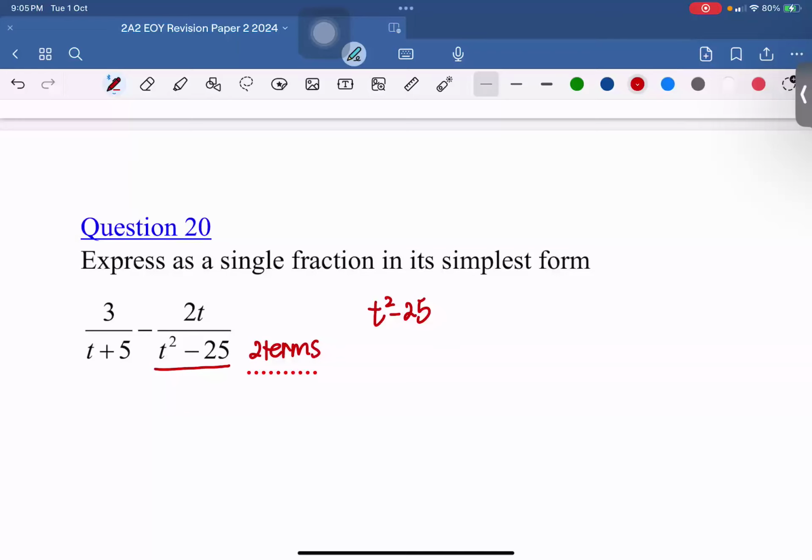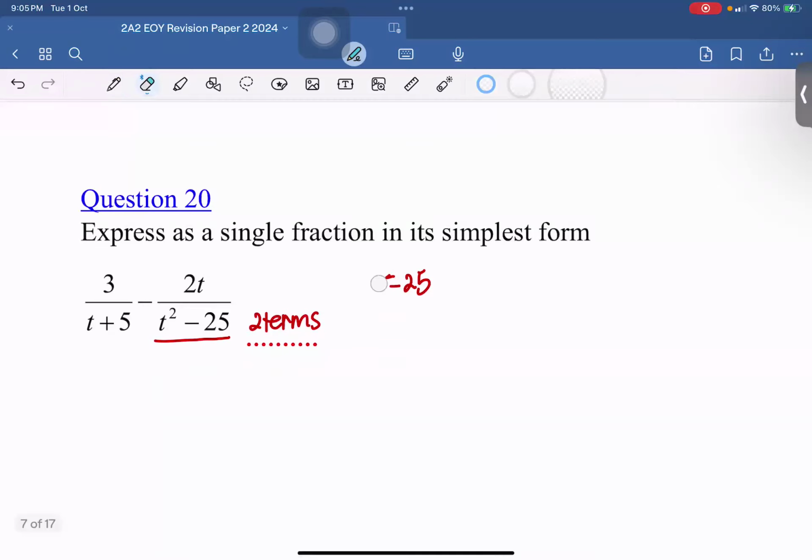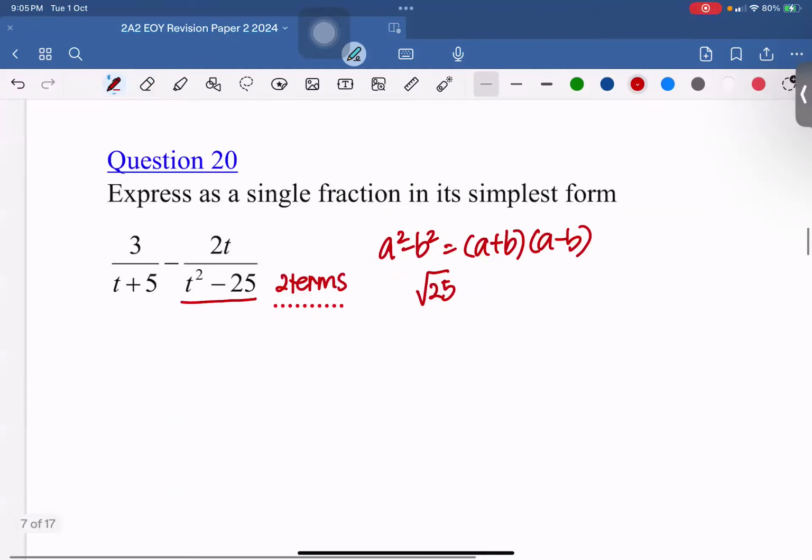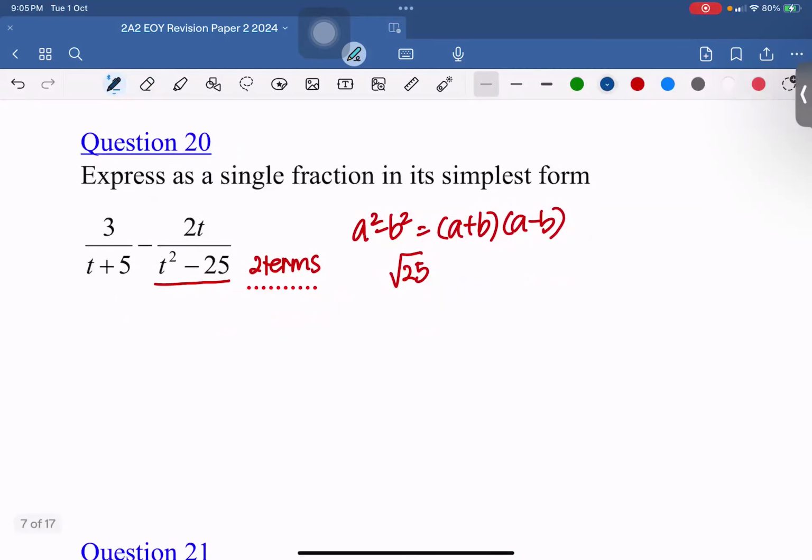Mute yourself, please. Okay, so in this case, this one we need to use the 2 terms. So we do a square minus b square is a plus b, a minus b. So I need to consider t square minus 5 square. Or I just shortcut lah. Square root 25 is the number 5, right? So I'm not going to write so many steps. I'm going to put directly how many brackets? 2. One plus, one minus.